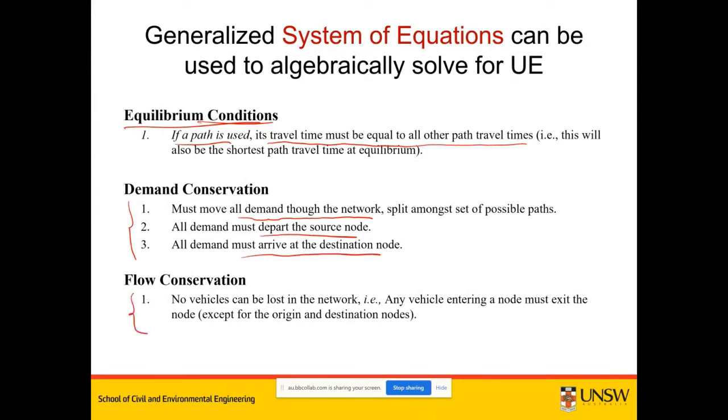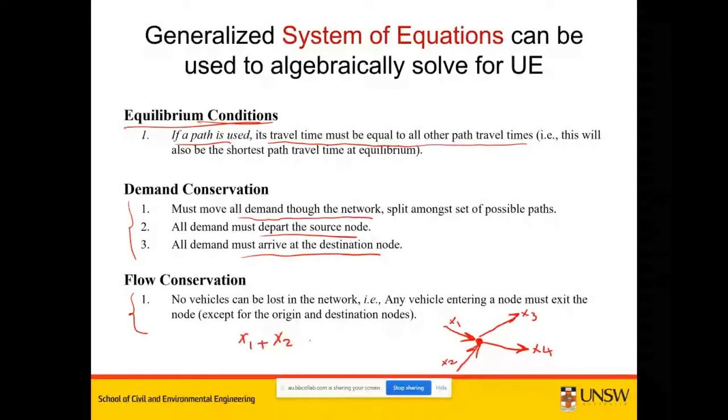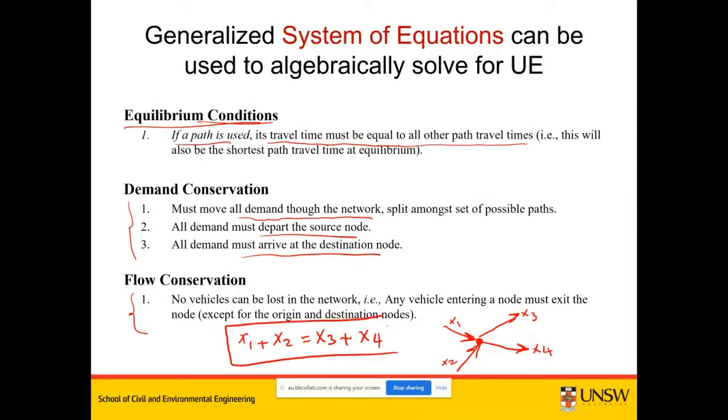We can also have some flow conservations, meaning that no travelers will be lost in the network. So imagine I have this node in the middle of the network that I have 2 links going into it and 2 links coming out of it, right? So imagine this is x1, this is x2, this is x3 and x4. If I want to write the flow conservation for this specific node, that means all the ingoing volumes should also eventually come out of the node, right? So x1 plus x2 must be equal to x3 plus x4. That's an example of flow conservation.